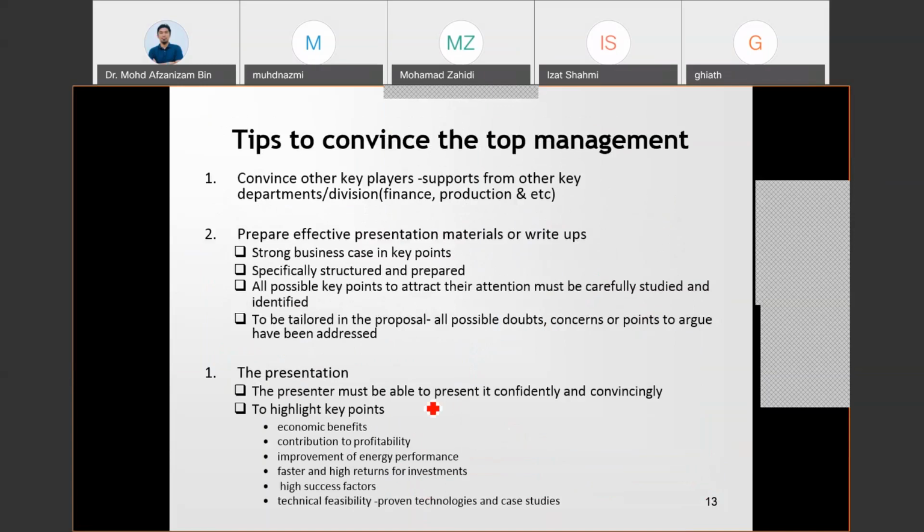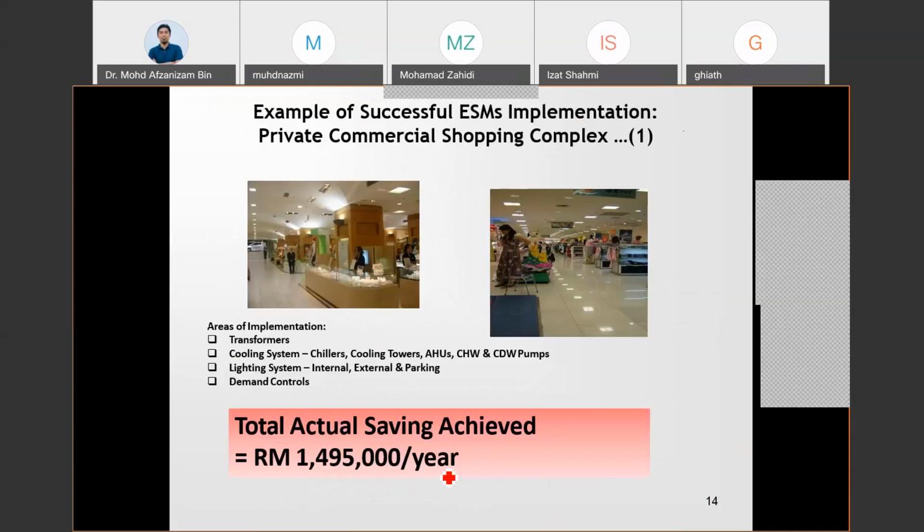Tips to commit the top management. Okay, so I think this one is very common: other key player support, prepare an effective presentation. The presentation must be able to present confidently or convincingly. Try to highlight these elements. Okay, the high success, improvement, contribute profitability, economic benefit, and accessibility improvement. Okay, so this is another project related to the energy saving activity. Okay, so it depends on how it works.